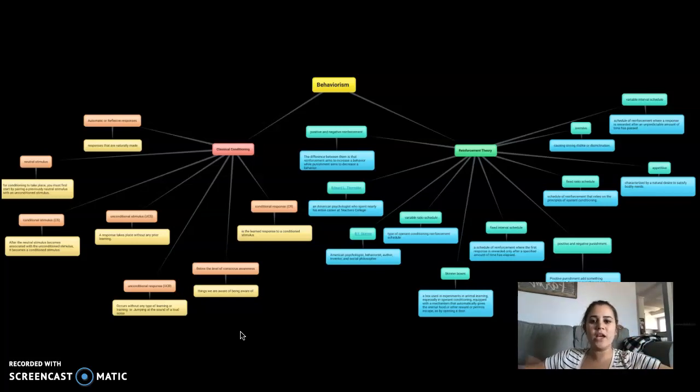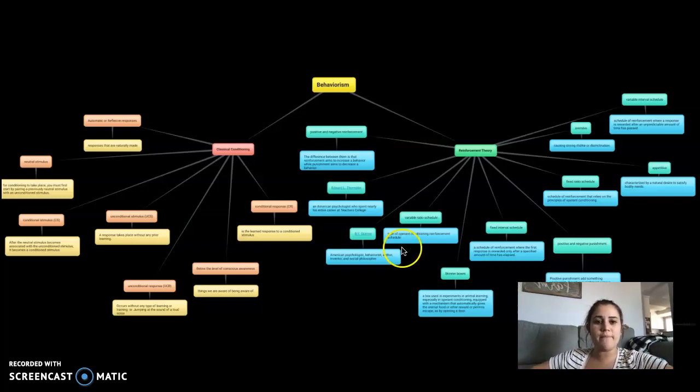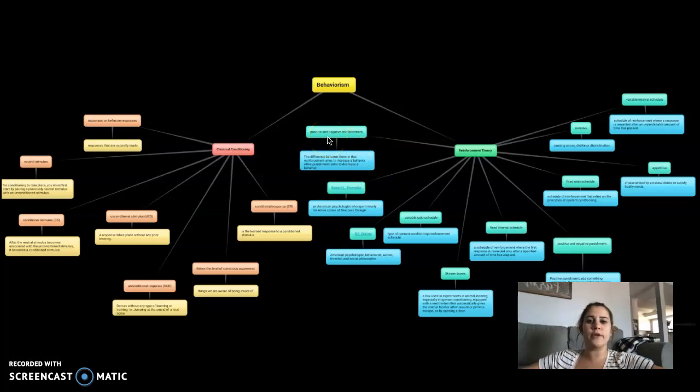Okay? And then also, under behaviorism, we have reinforcement theory, and that's a separate category over here. And with that, we have some words that we're going to talk about. So positive and negative reinforcement. We're seeing this a lot of the times when we're dealing with students, children, etc. The difference between them is that reinforcement aims to increase a behavior, while punishment aims to decrease a behavior. So two different things that you can do to enforce positive or negative reinforcement.